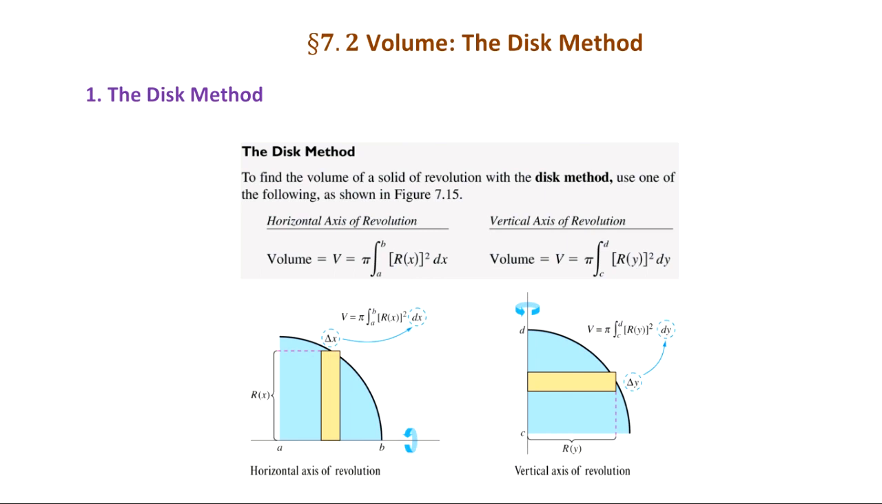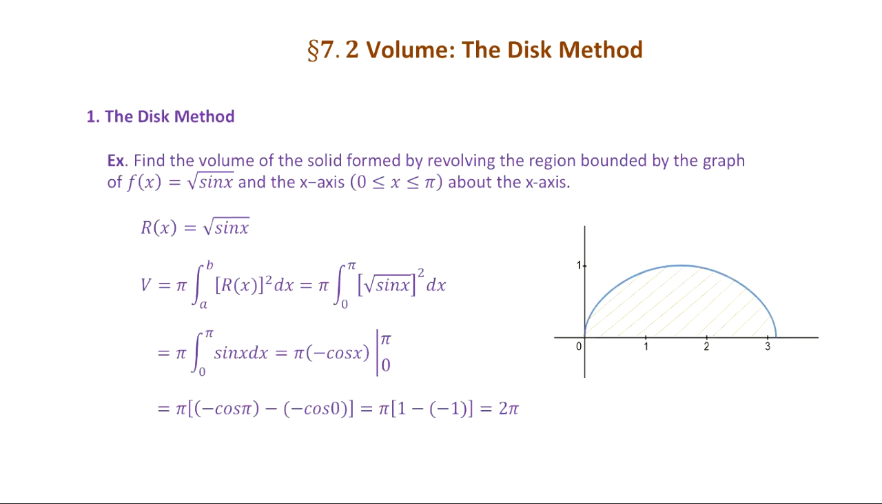When you rotate the blue region about the y-axis, then you just integrate over y instead of x. I'm sorry. So in this example, we need to find the volume of the solid by rotating the shaded area in this graph on the right, and this shaded area is bounded by the function f equal to the square root of sine x. So the top blue curve is the square root of sine x. That's the function, from 0 to pi. So that's the whole region. We rotate this region about the x-axis and find the volume of the solid.